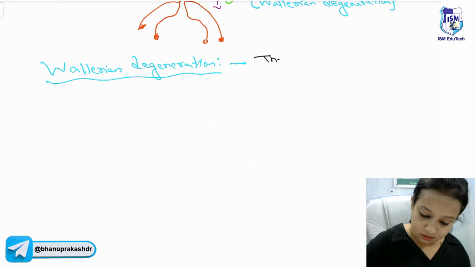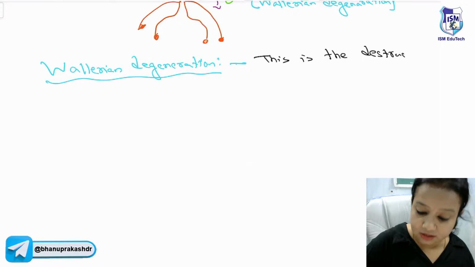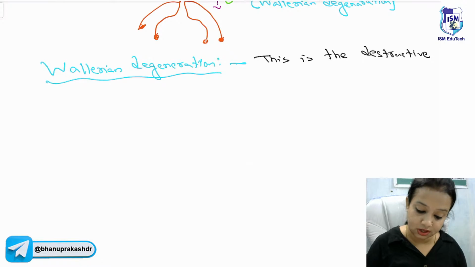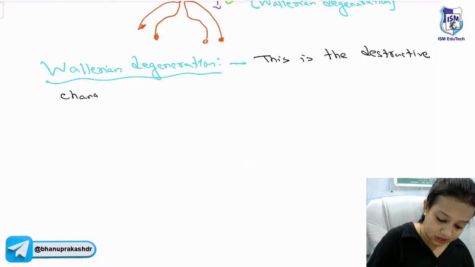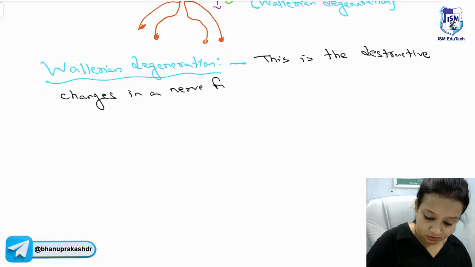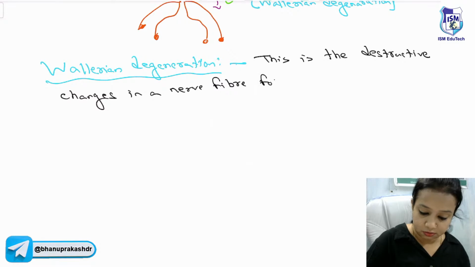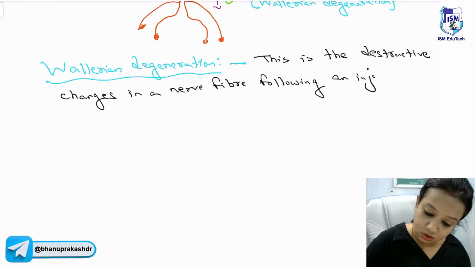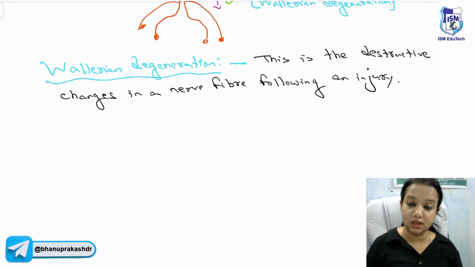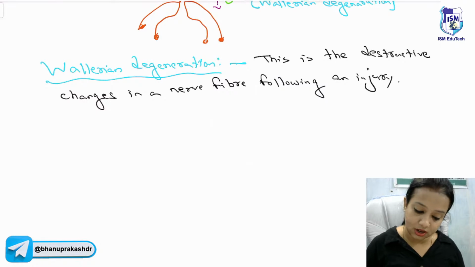Destructive changes in a nerve fiber following an injury. Destructive means the change that is destroying the nerve fiber further after the injury. Like after an injury, what are the destructive changes that are damaging the nerve fiber further? So what are they?